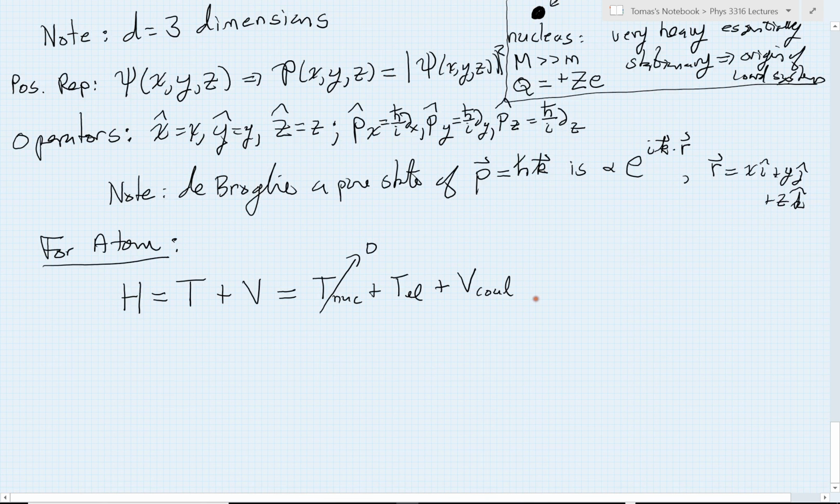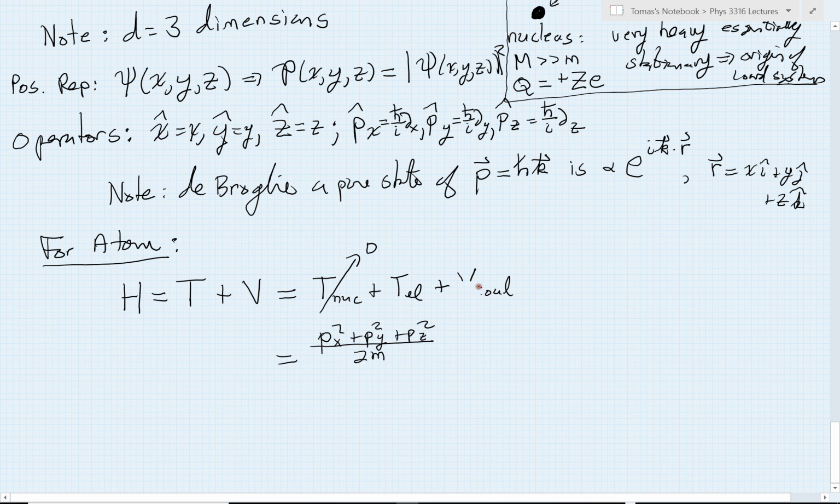And now we can be a little more explicit about what these terms are. The kinetic energy of the electron is its momentum squared divided by twice its mass. But notice I'm writing this down in somewhat of a funny way. Remember that the momentum now is a vector with 3 components. So the total kinetic energy is the total momentum squared. The magnitude of that vector squared is the sum of the squares of the individual components.